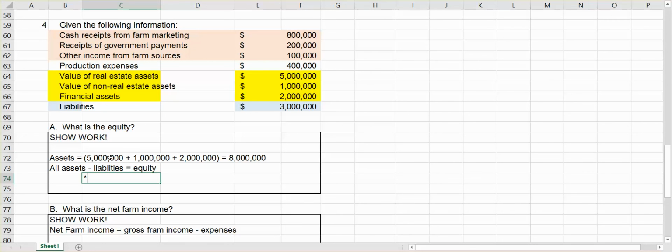Okay, so I will take the assets of $8 million, subtract the liabilities, which are given here in blue at $3 million, and that leaves you $5 million for the company's equity.